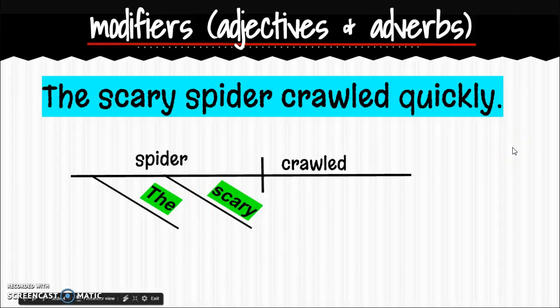I still have the word quickly. I know that it ends in an ly. We talked about that as being a clue to helping us recognize adverbs. It answers the question how. How did the spider crawl? It crawled quickly. So I draw my diagonal line under crawled, and I fill in my adverb.